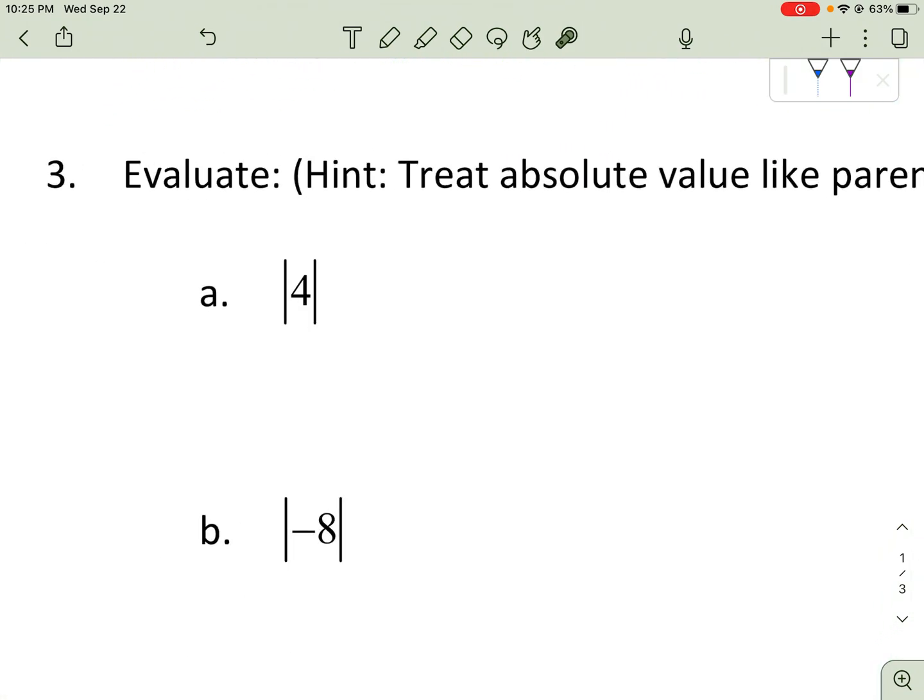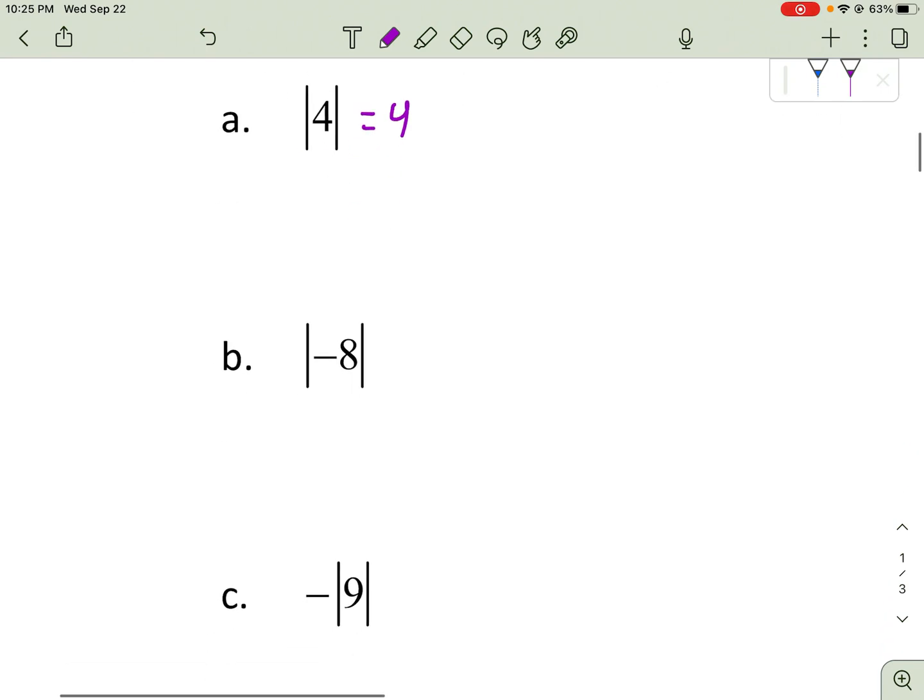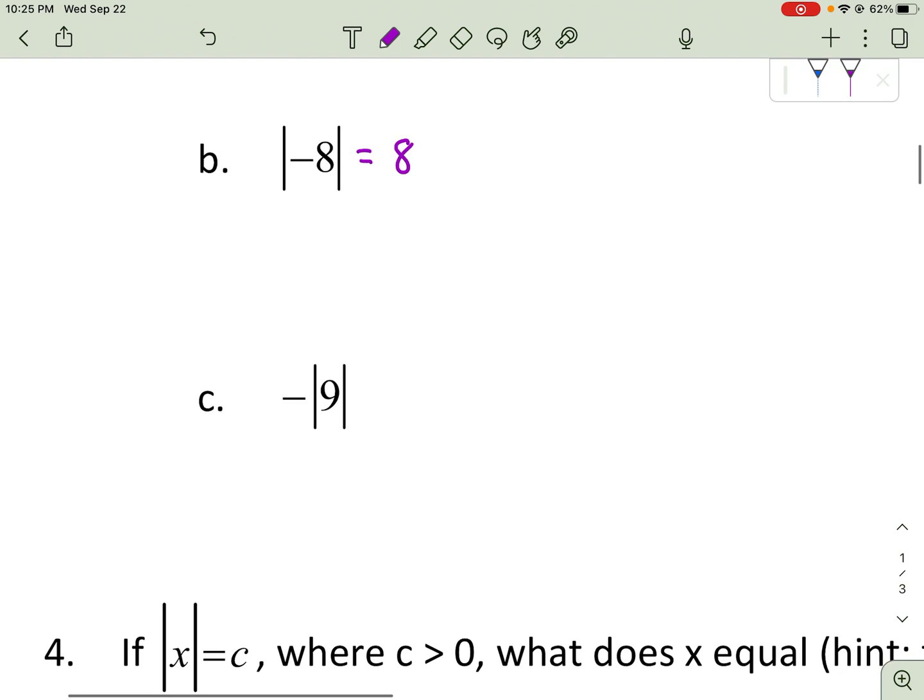So absolute value of 4 is just equal to 4, because it means the distance 4 is from 0 on a number line. The absolute value of negative 8 is 8, because negative 8 is 8 units from 0 on a number line. Remember, this answer is a distance, and so it has to be a positive answer.